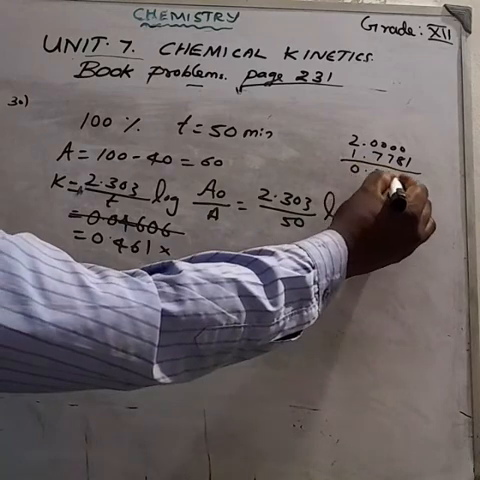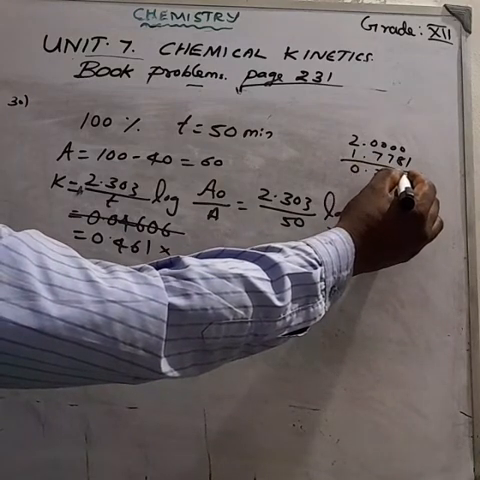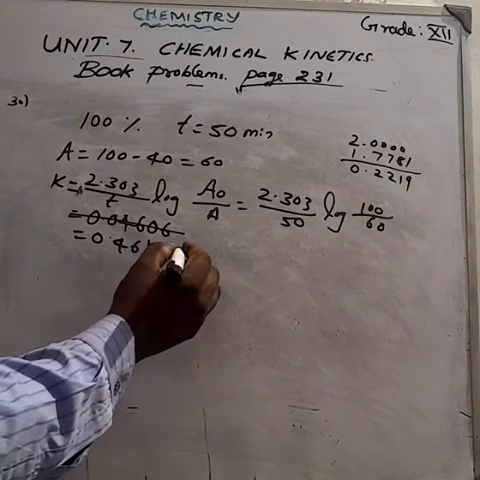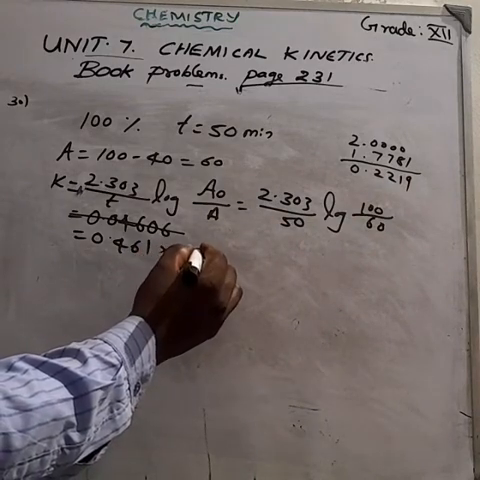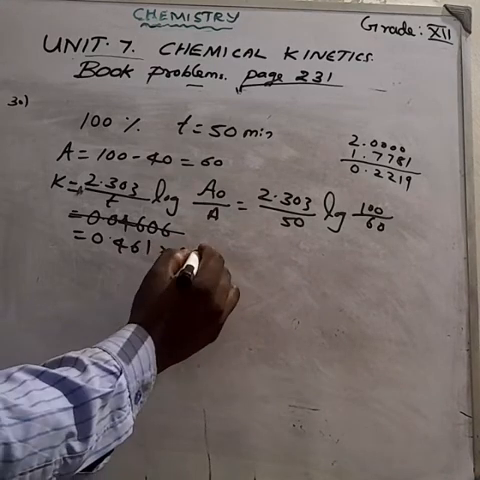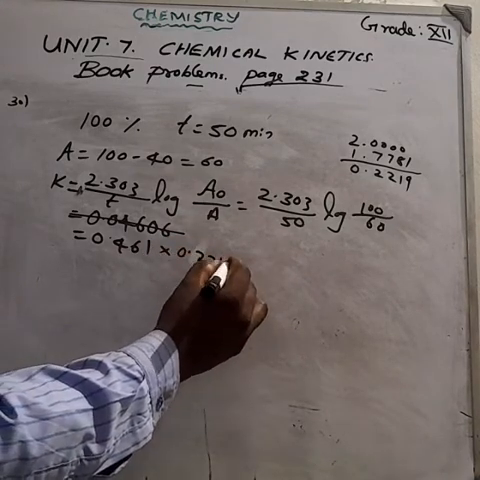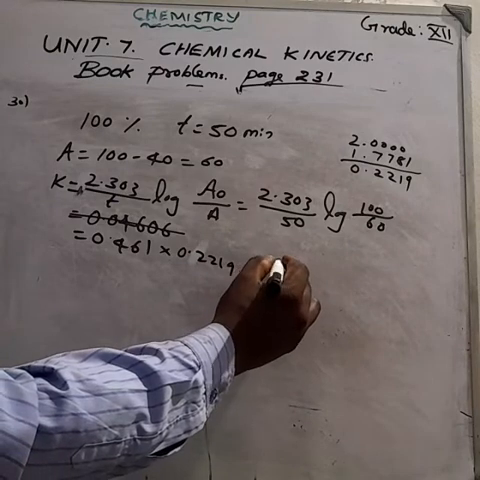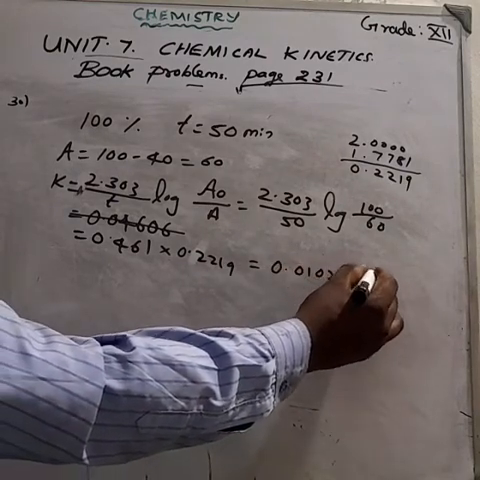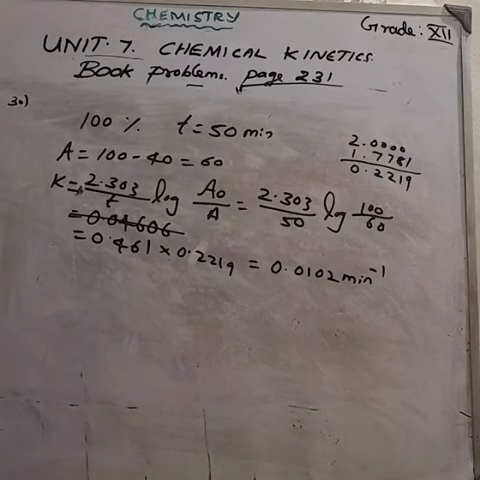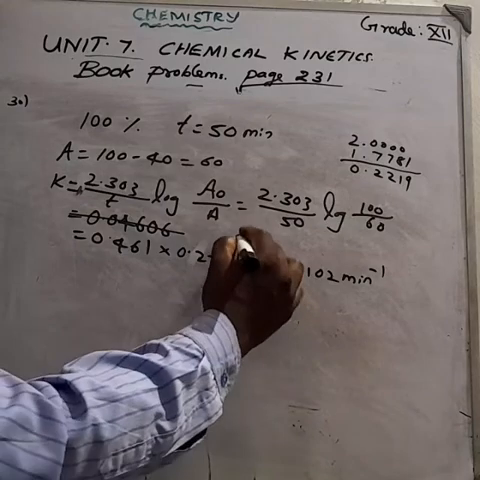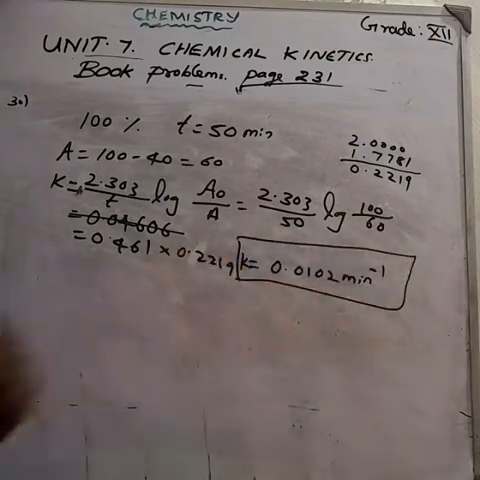Just I am subtracting, I get the value 0.2219. Now I am going to multiply 0.0461 into 0.2219. I get the value that is equal to 0.0102 minute inverse. So what's the K value? K is equal to 0.0102 minutes inverse.